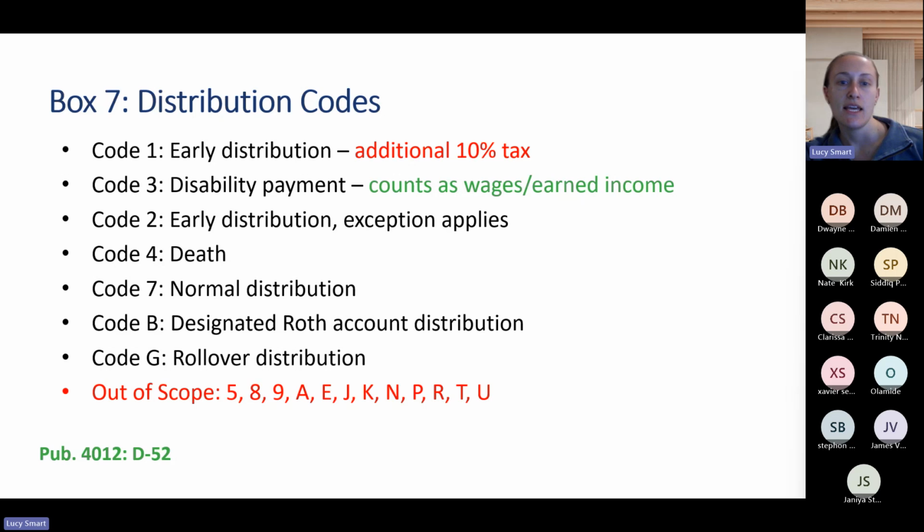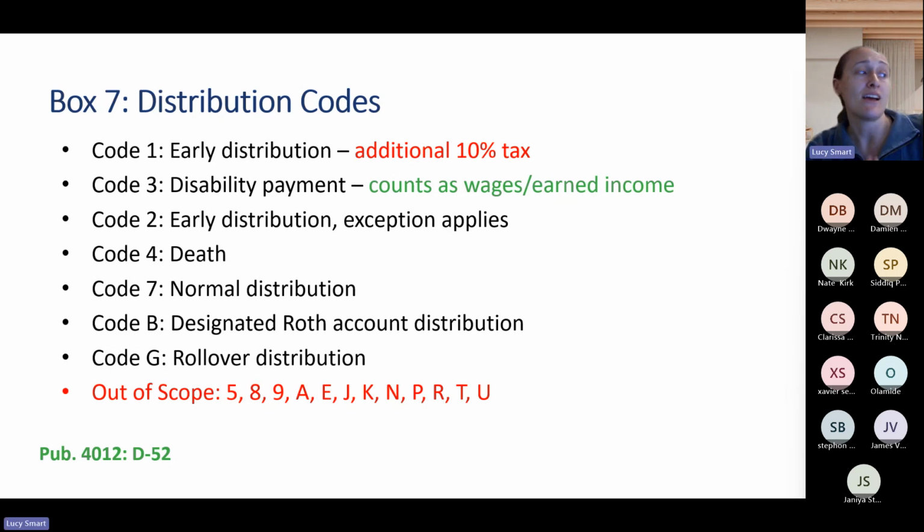Code G is a rollover distribution. This means that the taxpayer took the money out of their retirement account in order to move it into another retirement account. We're about to talk about that in a little more detail. And then code 3, back towards the top, indicates a disability payment, which we'll talk about as well.